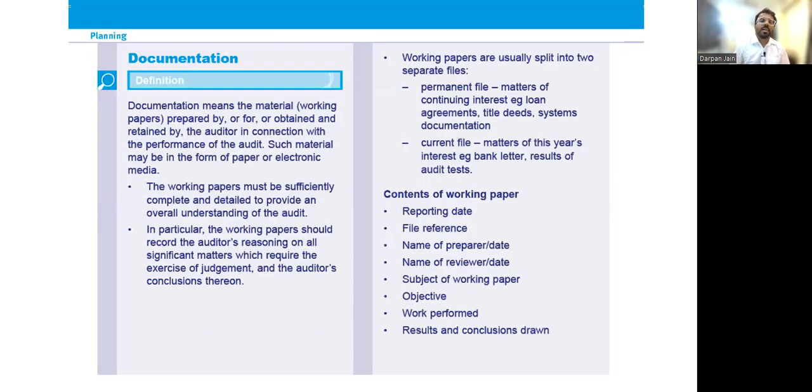Okay. Now we are moving to the last topic, in fact, of this particular chapter, documentation. What do you mean by documentation? Now, the auditor, whatever work he's doing, the things that he's collecting, he has to document them in the form of working papers. Because if he does not document, what will be the proof that he has done this particular thing?